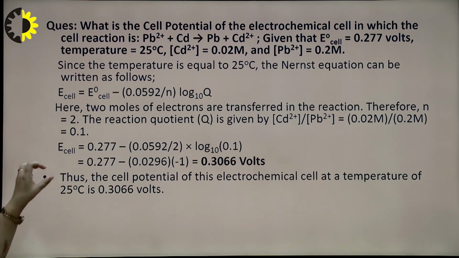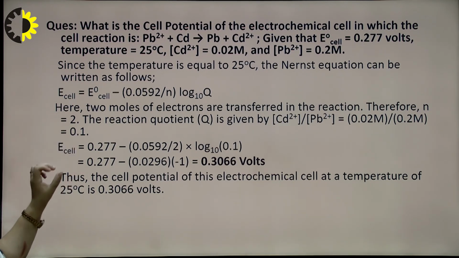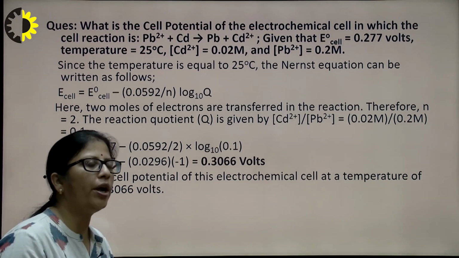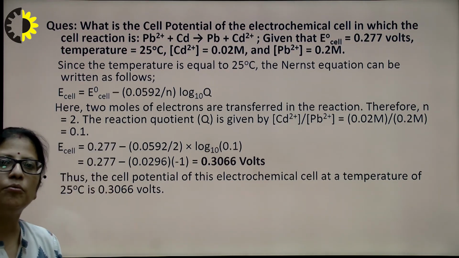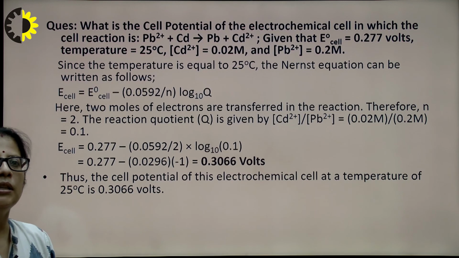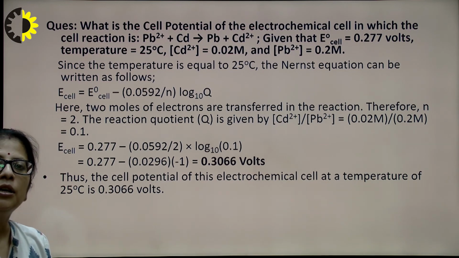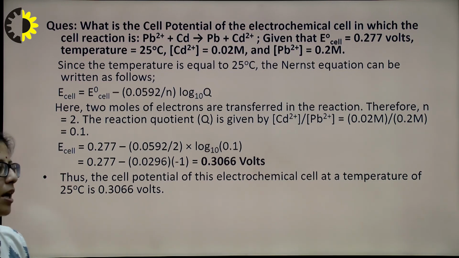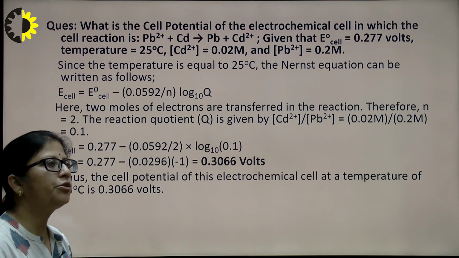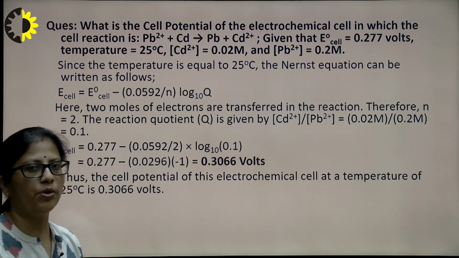So, by putting all these values, we are going to get that the E cell is equal to 0.3066 volts. So, the cell potential of this electrochemical cell at 25 degrees centigrade comes out to be 0.3066 volts.